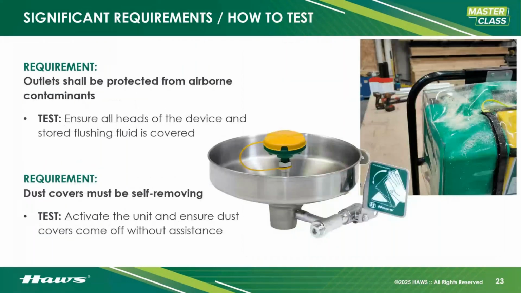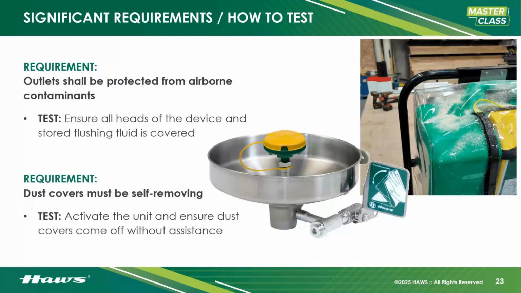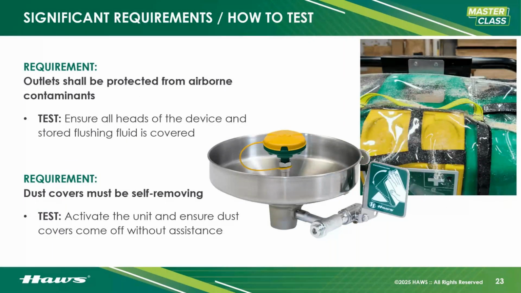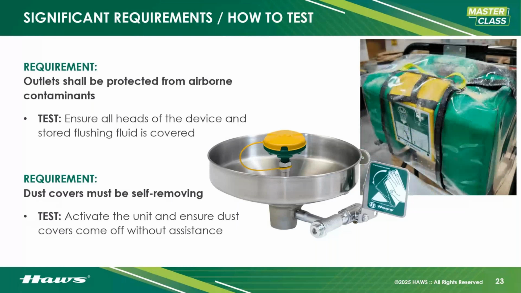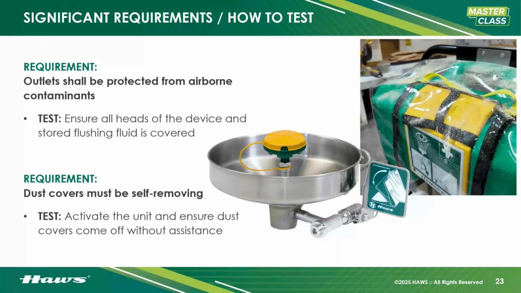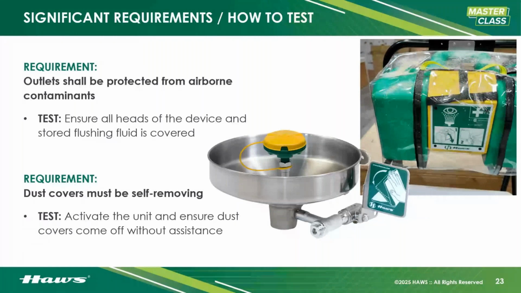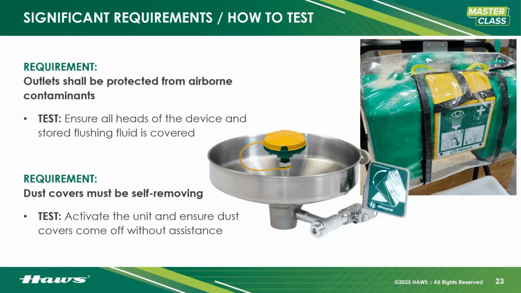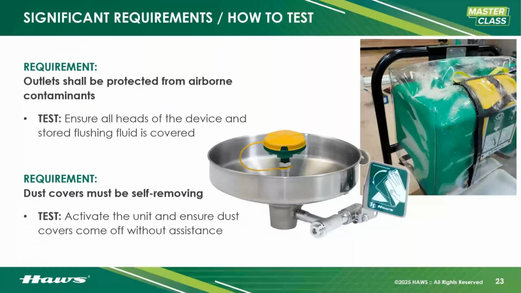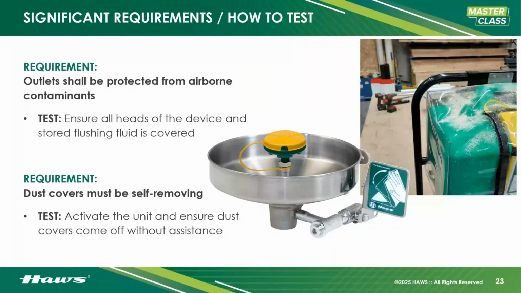Now the outlets shall be protected from airborne contaminants. This means your dust covers need to be in place. Just make sure they're secured when you go to test. Now this can mean a couple different things. You can see two different dust covers here on the screen. One, a cap that is sitting on top of the eyewash head. One, a jacket. This is an excellent type of dust cover.